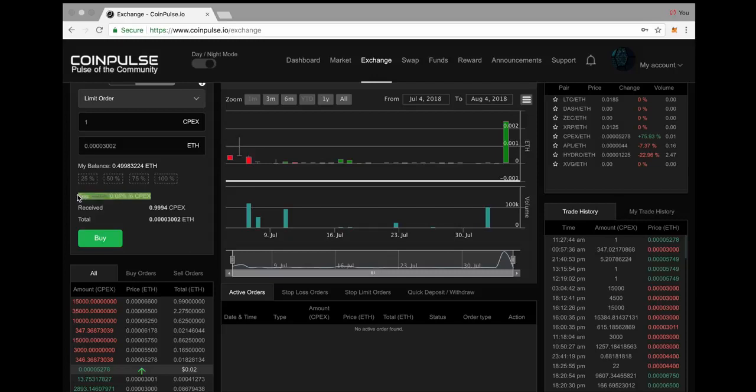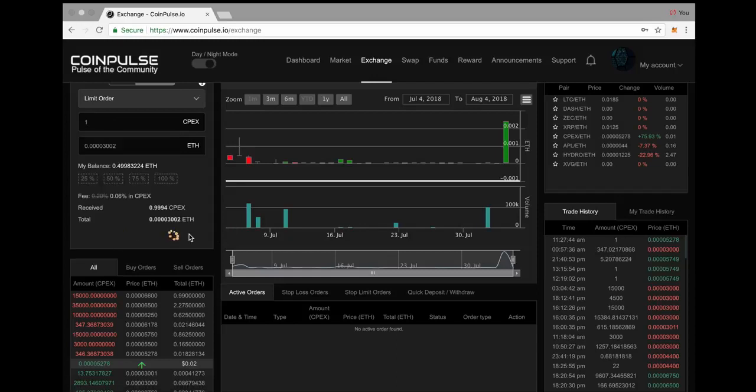Also notice down here I have enabled my discounted trade fees using my CPEX tokens, so it does take it down from 0.2% down to 0.06%. You are able to determine if you want to spend a quarter, half, 3/4, or 100% of your available balance. Again, for this example, I'm just going to use one.